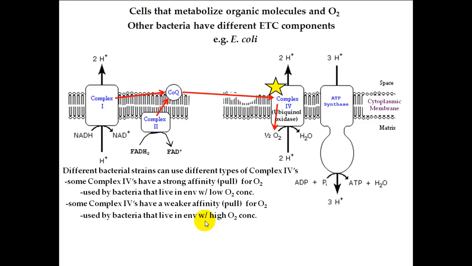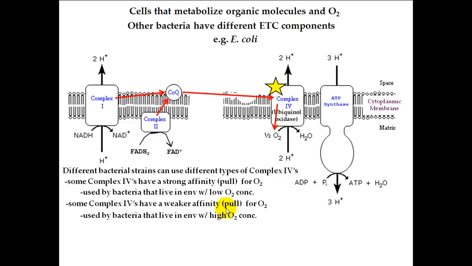So you might remember from cell biology that some of the byproducts of oxygen metabolism include oxygen radicals. And so if you're taking in too much oxygen, you're producing a lot of oxygen radicals that can actually end up damaging the cell. So if you live in an environment with a really high concentration of oxygen, you want to regulate how much of that oxygen you actually take in. One way of regulating or limiting how much oxygen you take in is by using a complex number 4 that is not as good at attracting oxygen towards it.